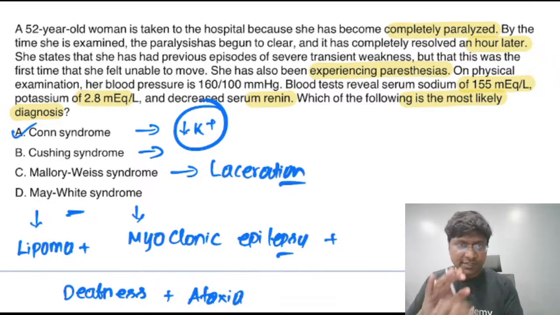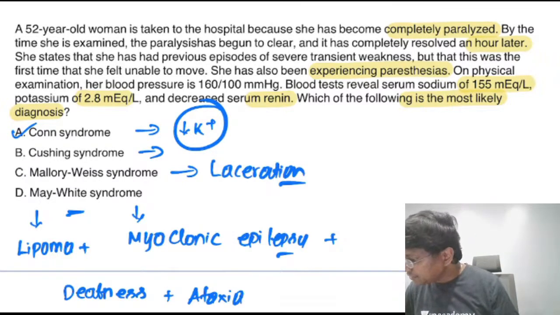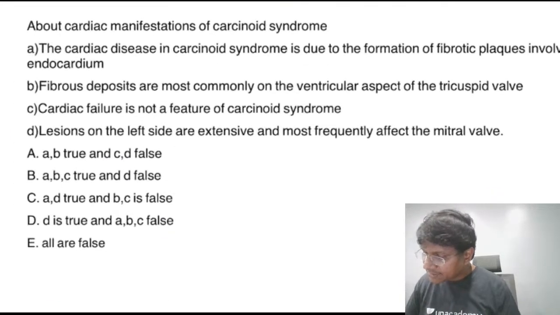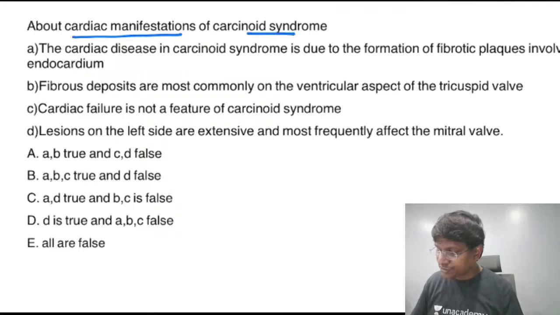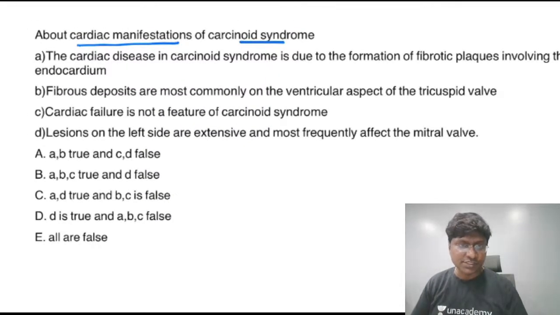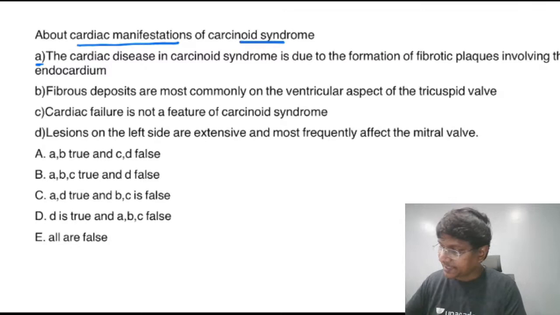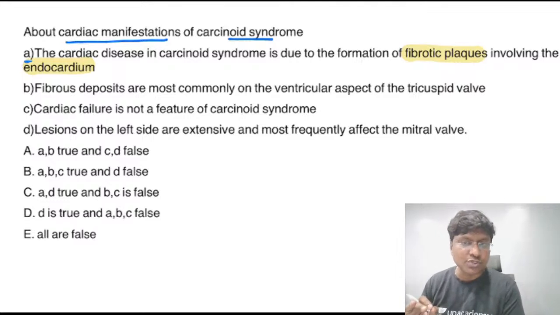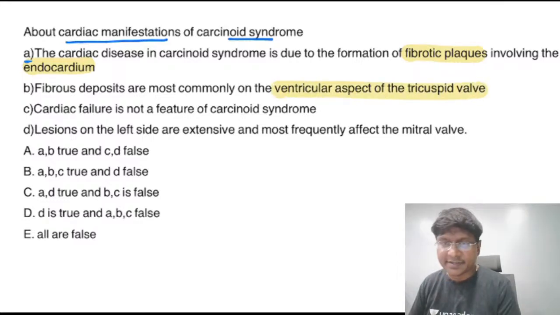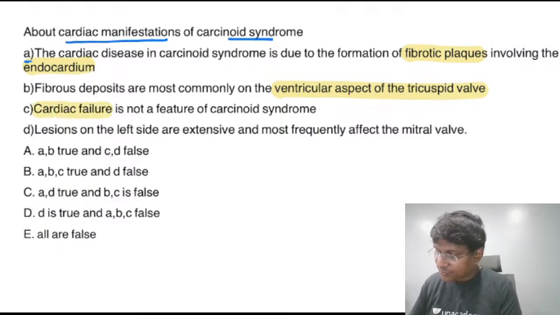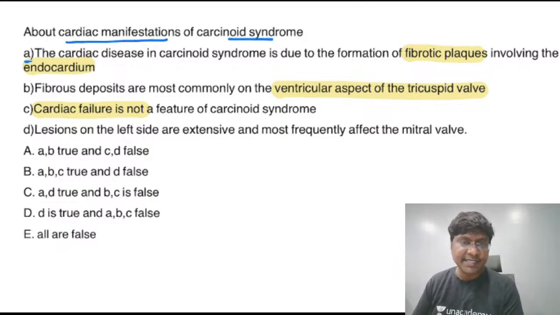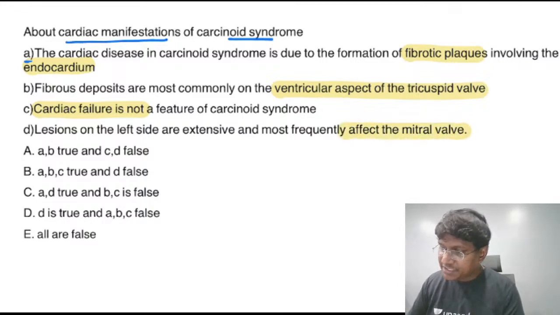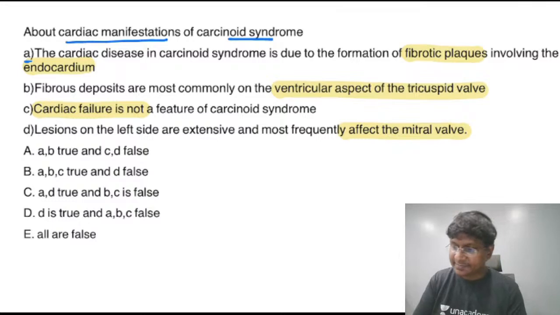Now, one more question I'll give you, like you need to combine which are all the true statements. Right. About the cardiac manifestations of the carcinoid syndrome, tell me which are true, which are false. A is the cardiac disease in carcinoid is due to formation of fibrotic plaques involving the endocardium. Okay. And B is the fibrous deposits are most commonly on the ventricular aspect of the tricuspid valve. C is cardiac failure is not the feature of the carcinoid syndrome. D is the lesions on the left side are extensive and most frequently affect the mitral valve. So which are the true statements, which are the false statements?